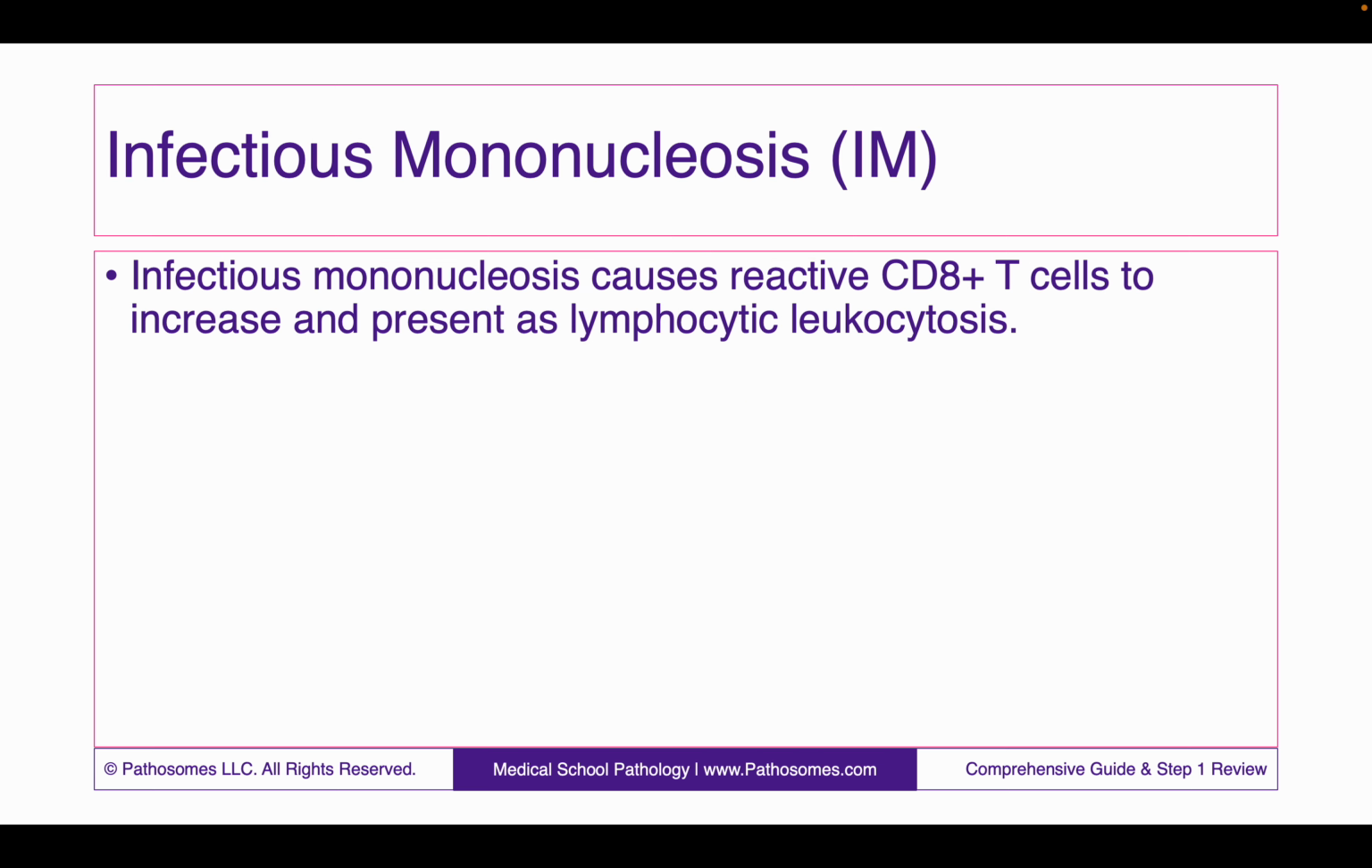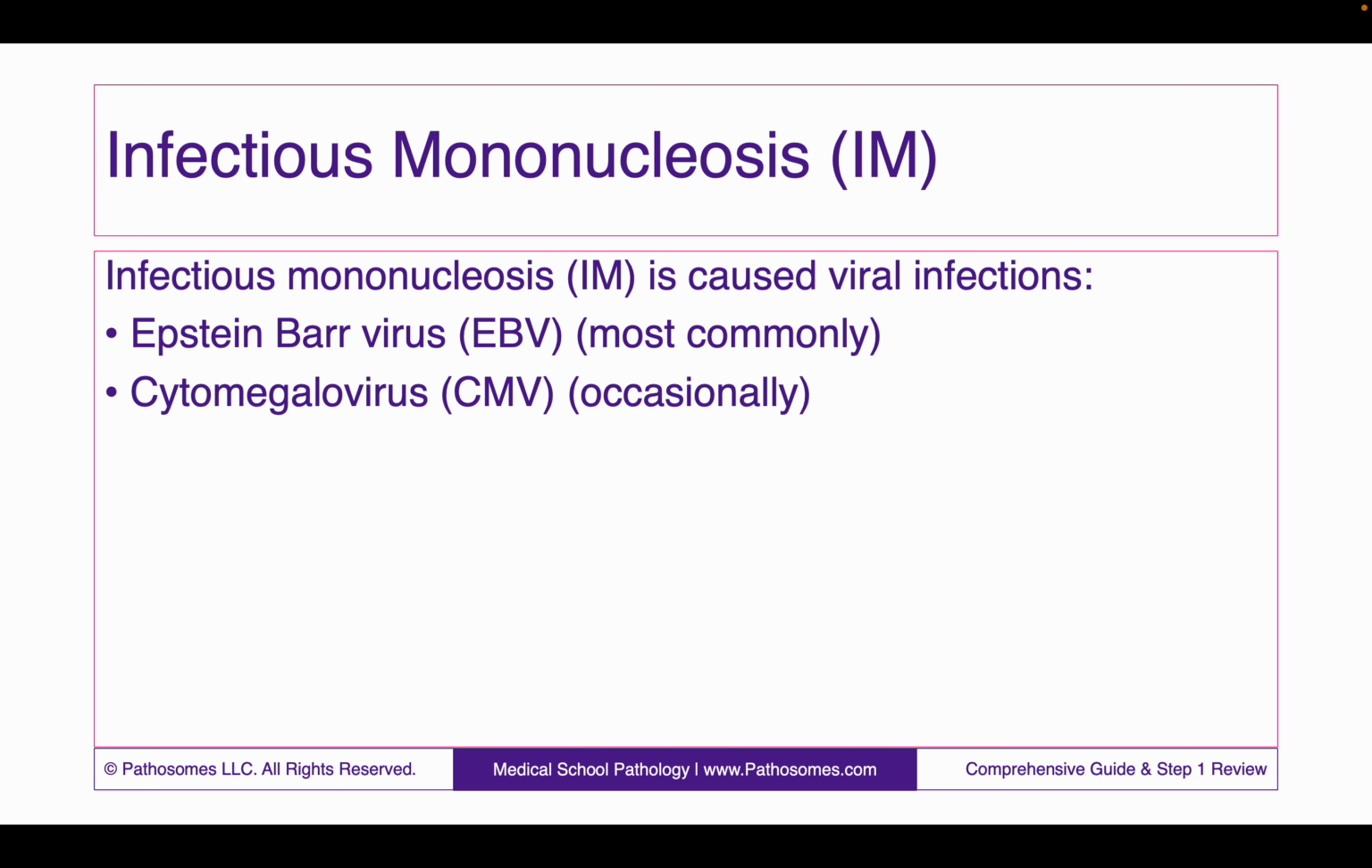Now let's talk about infectious mononucleosis. Infectious mononucleosis causes reactive CD8 positive T cells to increase and present as lymphocytic leukocytosis. Infectious mononucleosis is caused by viral infections, specifically Epstein-Barr virus, most commonly, but occasionally cytomegalovirus can do it as well.